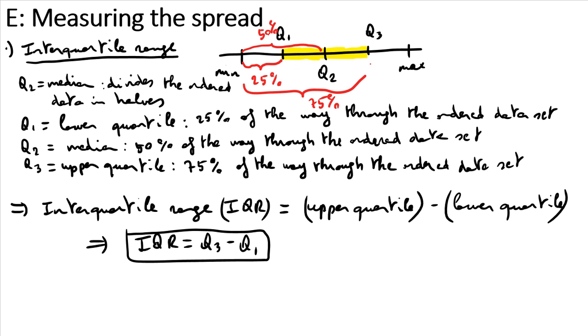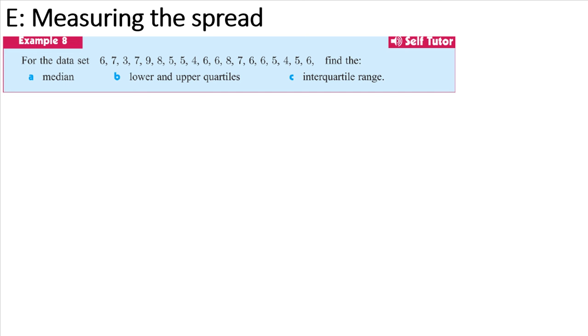Let's make example 8. So in example 8, we have a data set here, and we have to find the median, the lower and upper quartiles, and the interquartile range. Before we start with that, we have to order this data set. So we have to get an ordered data set from low to high.